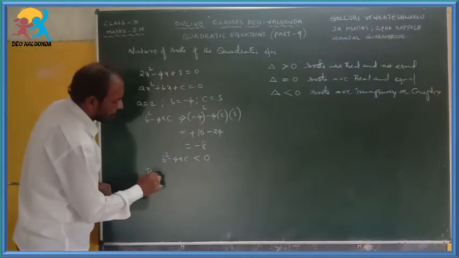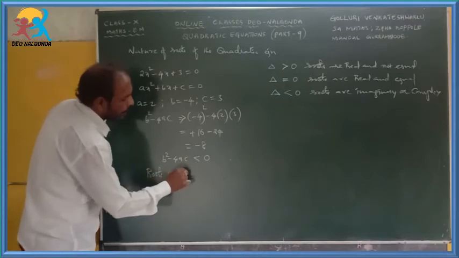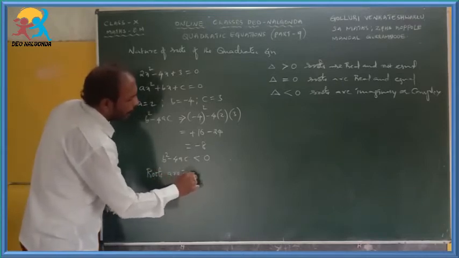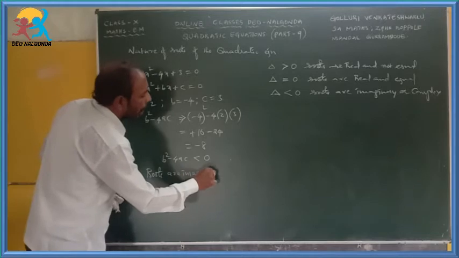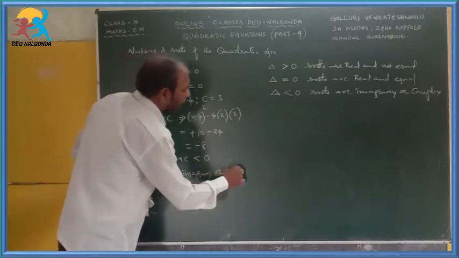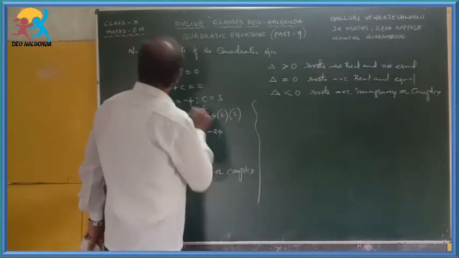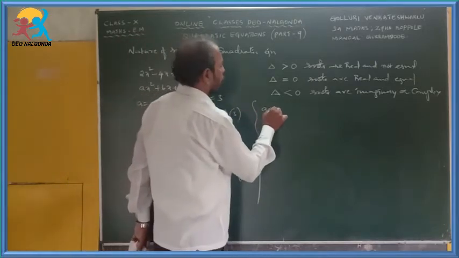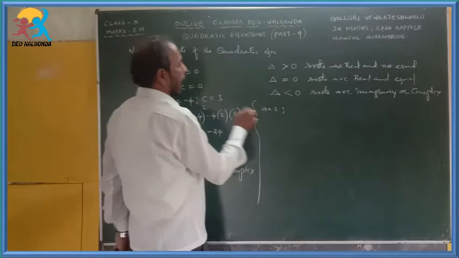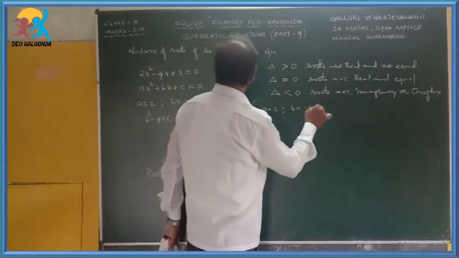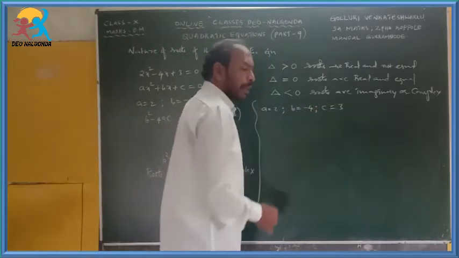Roots are imaginary or complex. Complex roots exist outai nana. Why? Because enduku proof chudandi. So whereas A is equal to 2 and B is equal to minus 4 and C is equal to 3. What about the roots nana?